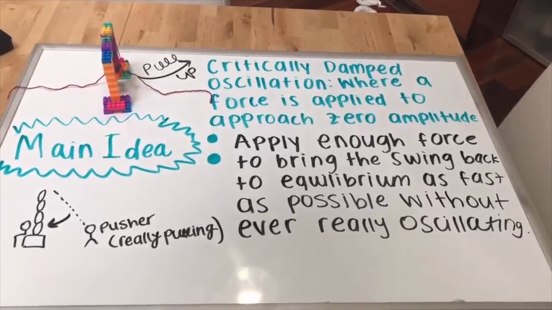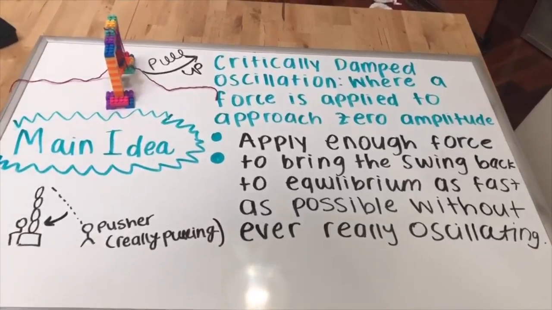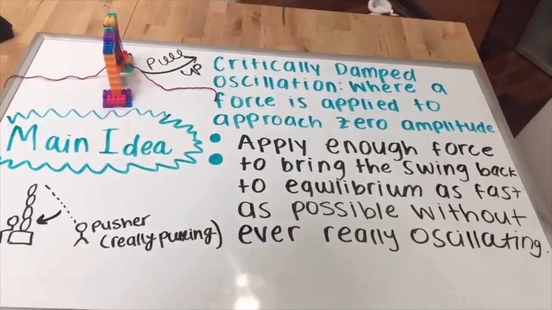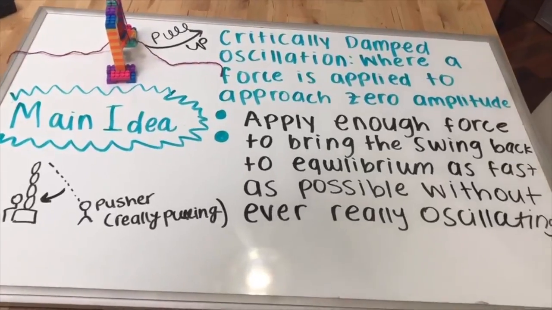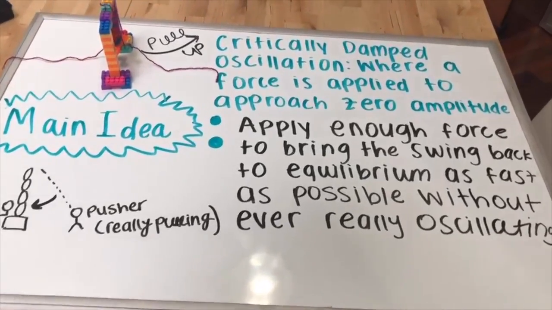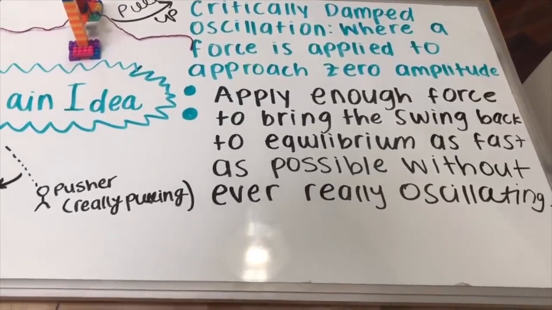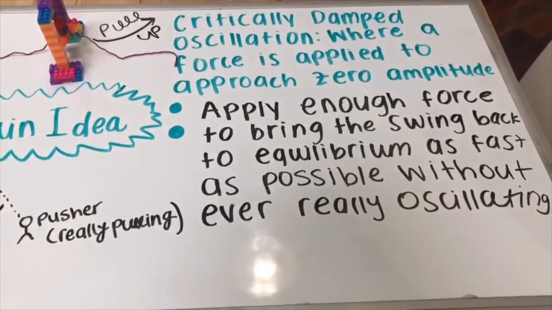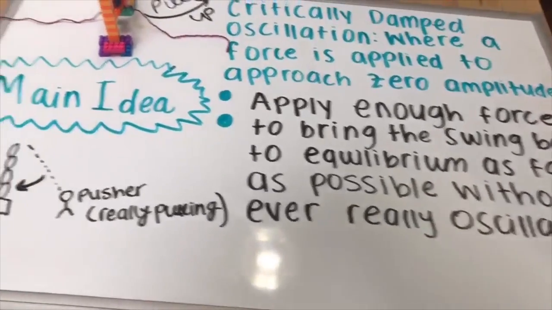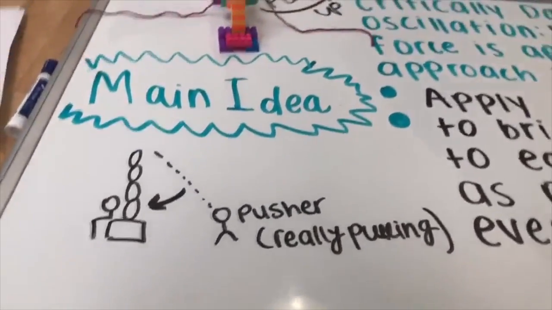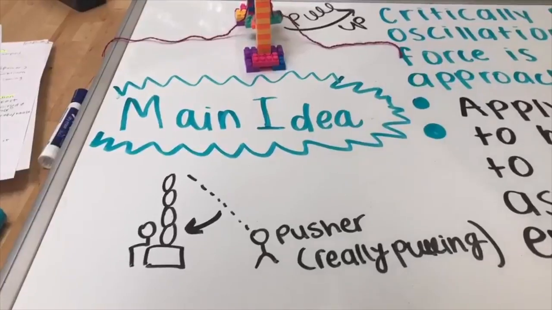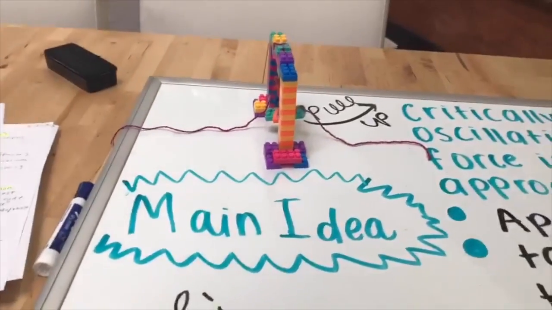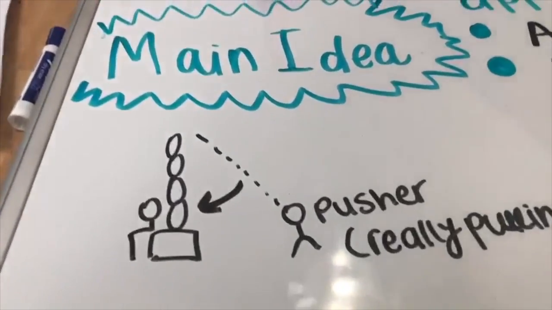Okay, so moving on to critically damped oscillators, we explore a topic where we're going to apply a force to approach zero amplitude as fast as possible. But the idea here is that the approach to zero is actually our approach to equilibrium. So the main idea is that we're going to apply enough force to bring the swing back to equilibrium as fast as possible without ever really oscillating. So a diagram here is that my hand, which is going to act as the pusher on the swing, is actually really pulling the swing.